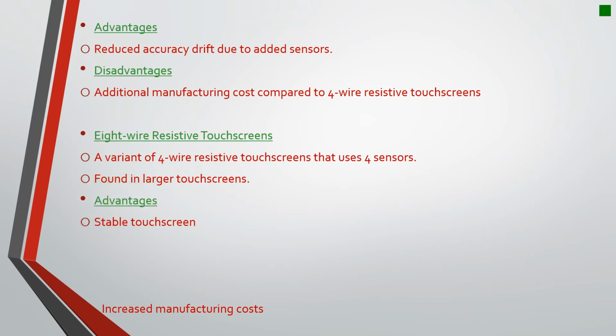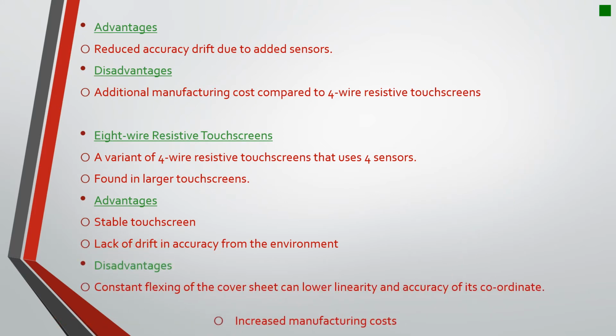An advantage of 8 wires is that they have a rather stable touchscreen, so you don't have to worry about any problems in the touchscreen. Also, like 7 wires, there won't be that much of a drift in accuracy. However, in 8 wires, constant flexing of the cover sheet can lower the accuracy and degrade the linearity of the coordinates. Also, there are increased manufacturing costs involved in 8-wire resistive touch.